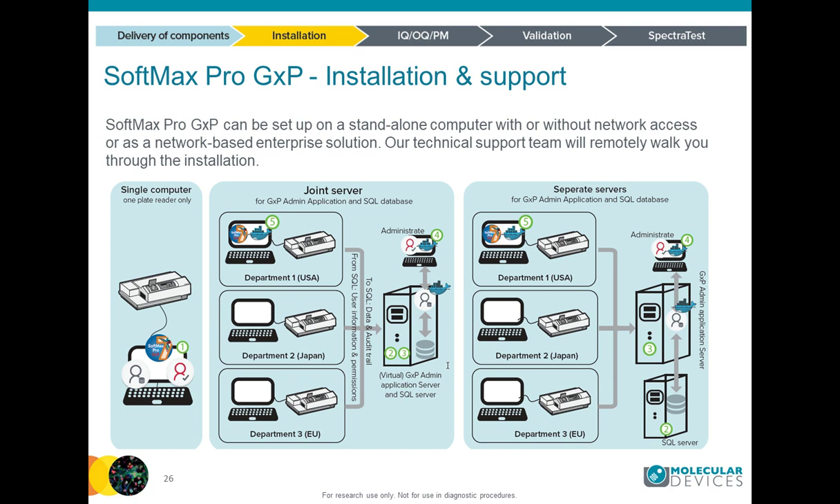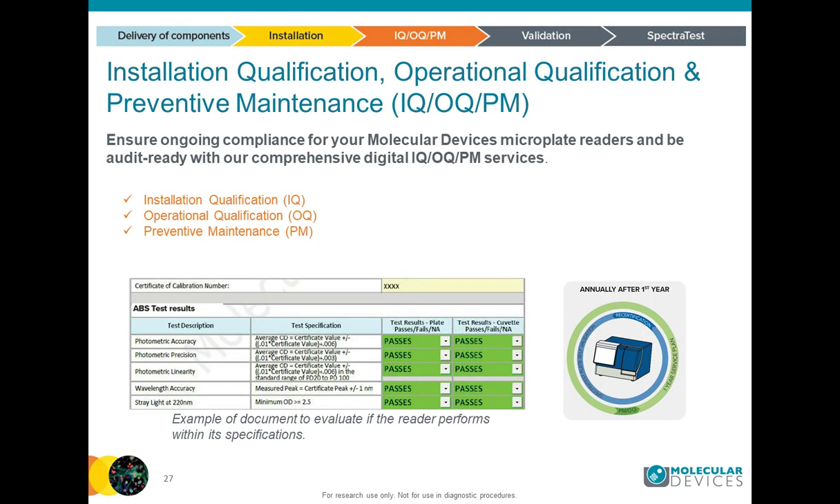SoftMax Pro GxP can be set up on a standalone computer with or without network access or as a network-based enterprise solution. Our application scientists and technical support team will join you remotely to walk you through the installation on a single computer, joint server, or separate servers. The next step to look at is installation qualification, operational qualification, and preventive maintenance, or IQ, OQ, PM services.